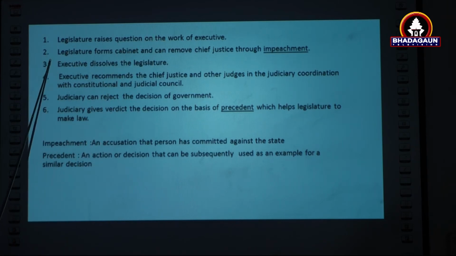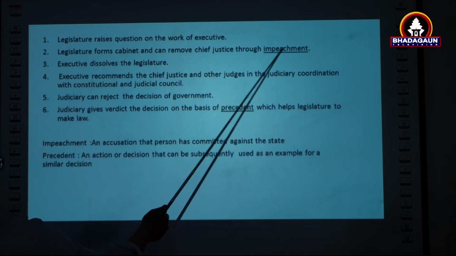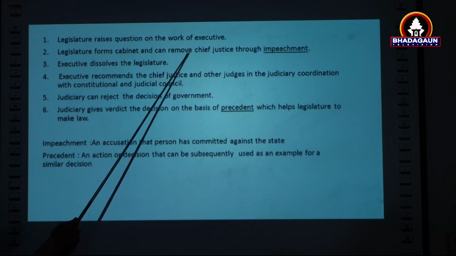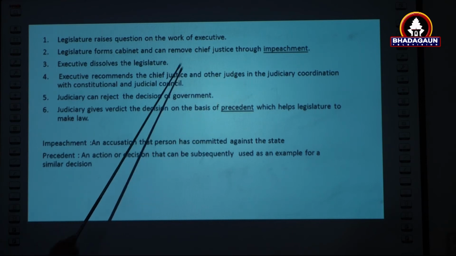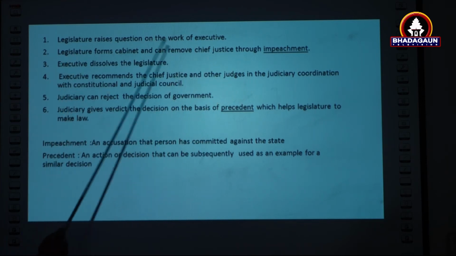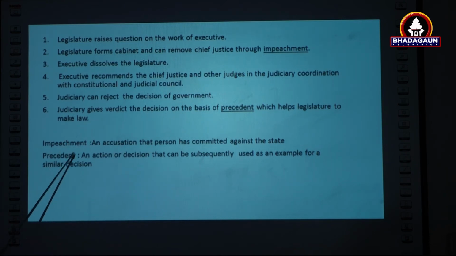Number 2 says impeachment: if the Chief Justice commits any crime, then at that time the legislature can remove the Chief Justice. But at that time, a 2/3 majority is required. And impeachment means maha-abhiyog. You know, abhiyog means accusation. It means charge, maha-abhiyog.